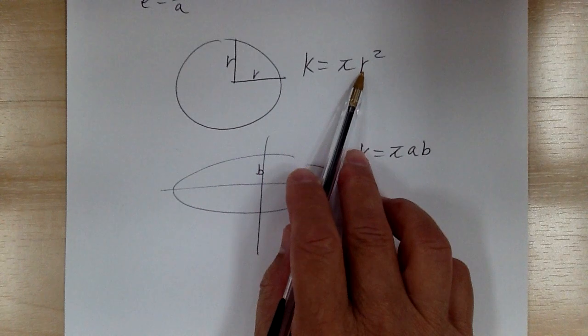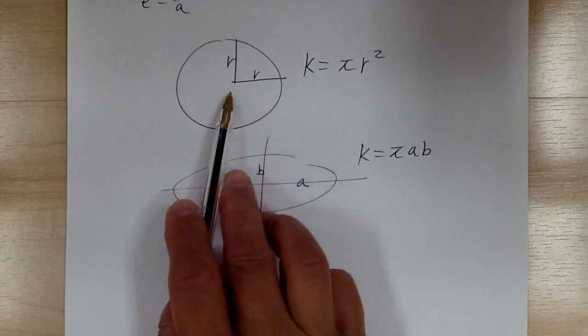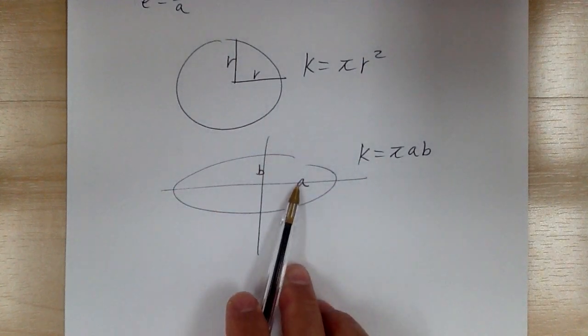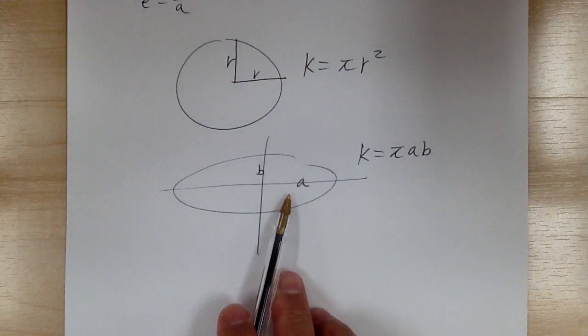So you can see where this came from, right? Area is pi times this radius times this radius. But in the ellipse, they are different. So that's why they are different later. So again, a circle is a special ellipse.